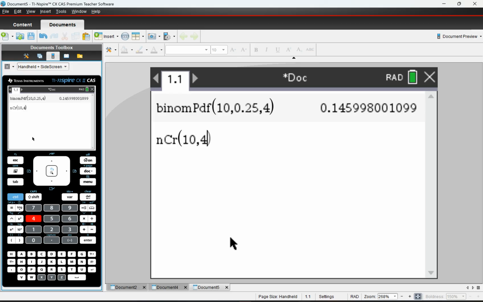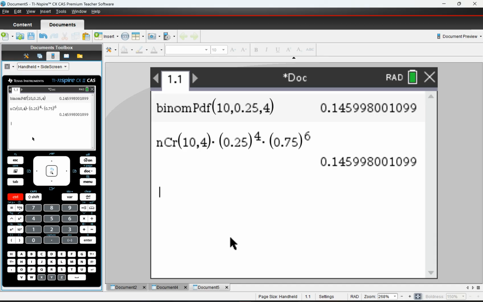Combinations. 10 choose 4. 0.25 to the power of 4. 0.75 to the power of 6. Same answer. That's the manual way. So you don't need to do it through the formula. You just need to do binom PDF.